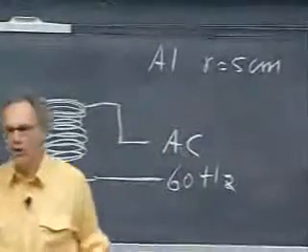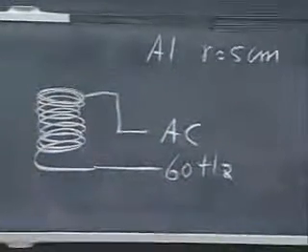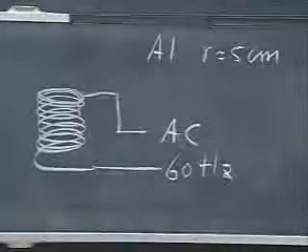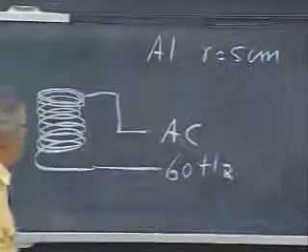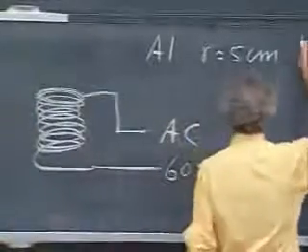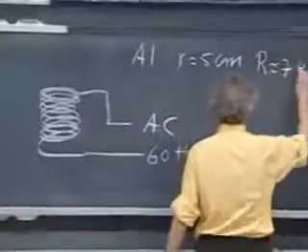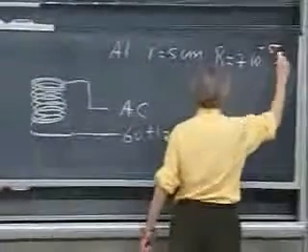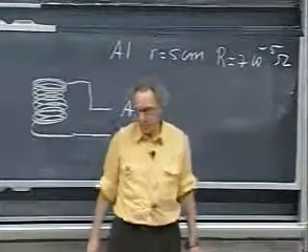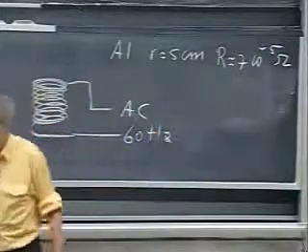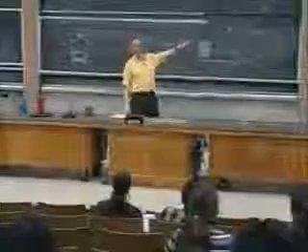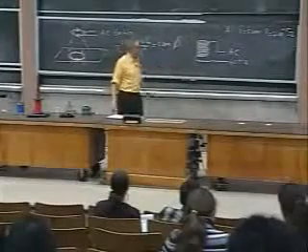Since I know all the dimensions, I can calculate the resistance of that ring. You should be able to do that too if I gave you the dimensions. And so the resistance of that ring, very roughly, is about 7 times 10 to the minus 5 ohms. It's very small. That is at room temperature, by the way. At the lower temperature, the resistance is lower.